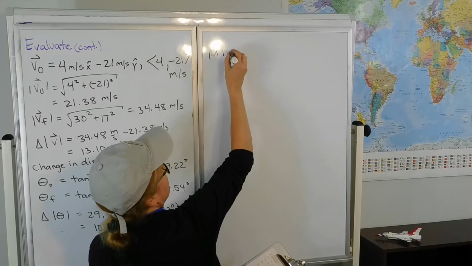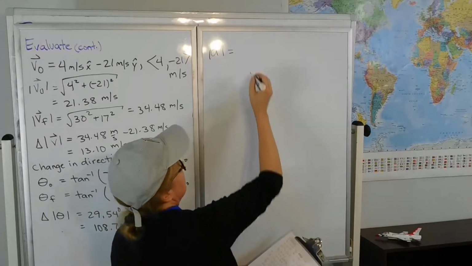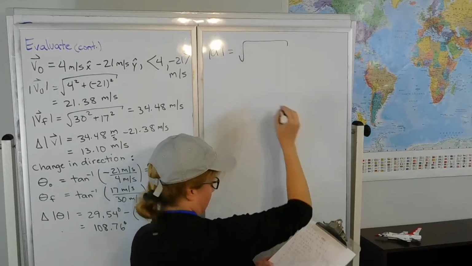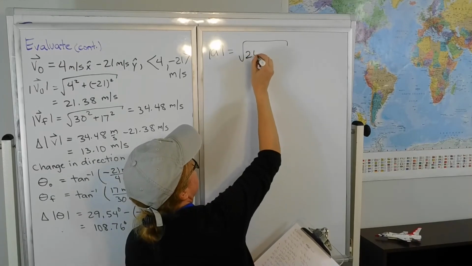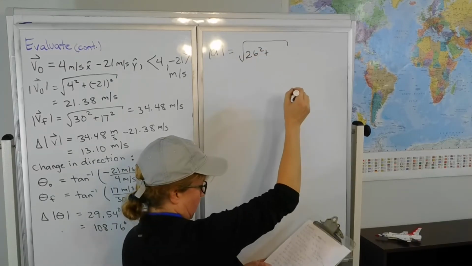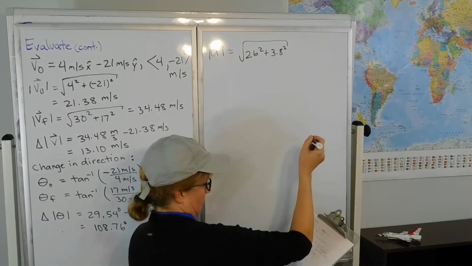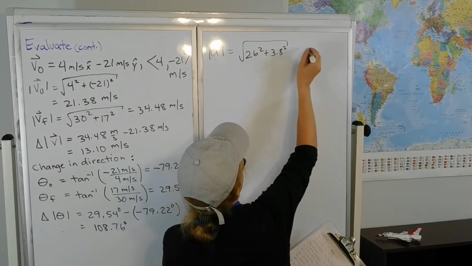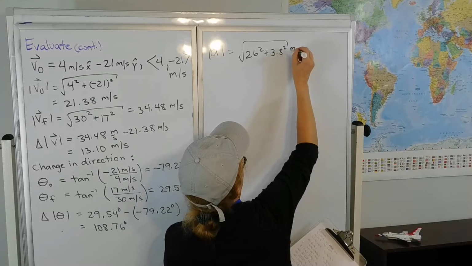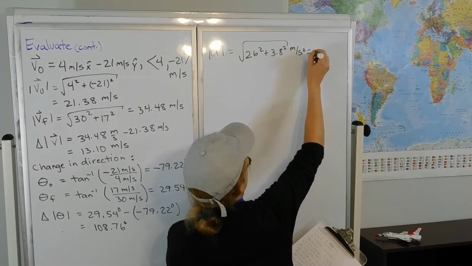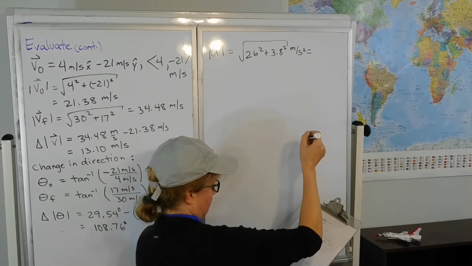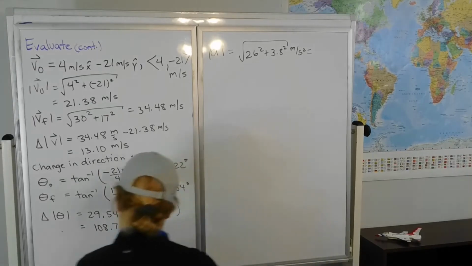The magnitude of the acceleration vector is equal to, again, applying the Pythagorean Theorem, 2.6 squared, the x component, plus 3.8 squared, the y component, and that's meters per second squared. And we're going to take the square root of all that, which gives us, oh, I take that back.